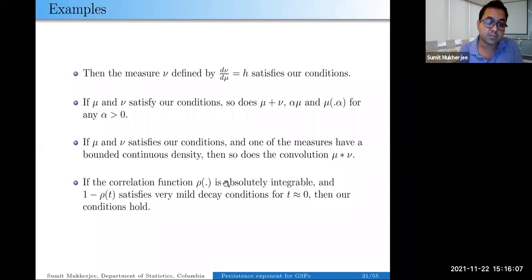In terms of correlation functions, this is a sufficient condition: if your correlation is absolutely integrable, then your conditions continue to hold. But this does not capture the sine process. So in terms of correlations, the results are not optimally stated here. Most likely one can do better, but this is the best version that we have currently in terms of the correlation function. But our results are much better if you use them in terms of the spectral measure.